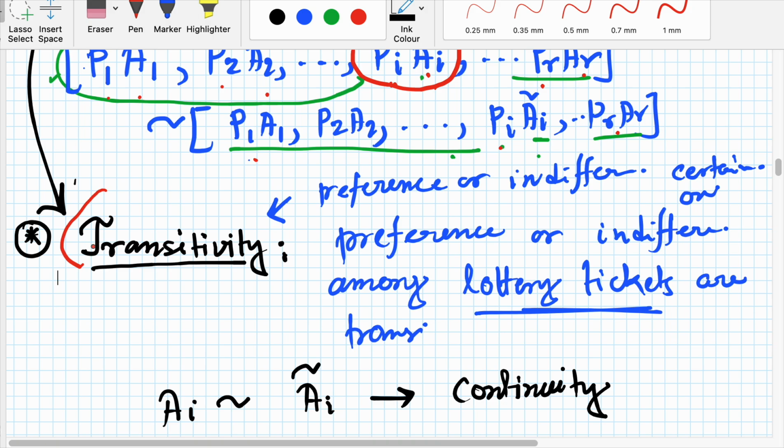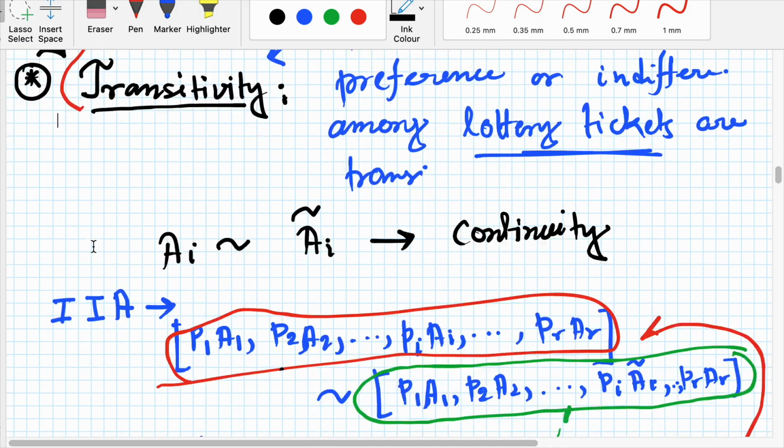Here, we make sure that transitivity is also present in the case where, instead of a certain option, there are multiple lotteries. If there are multiple lotteries, then the preference among those lotteries should also be transitive. So this is another axiom.